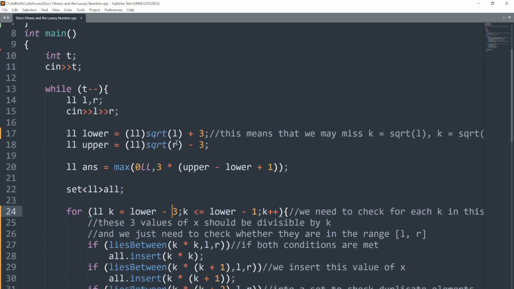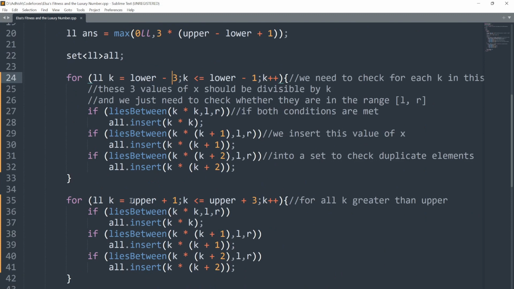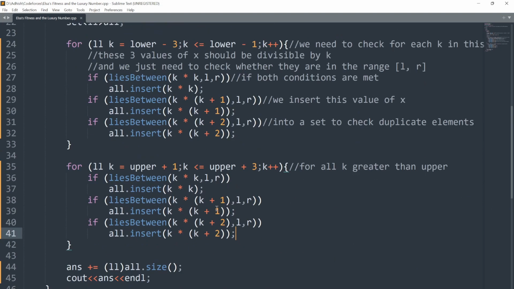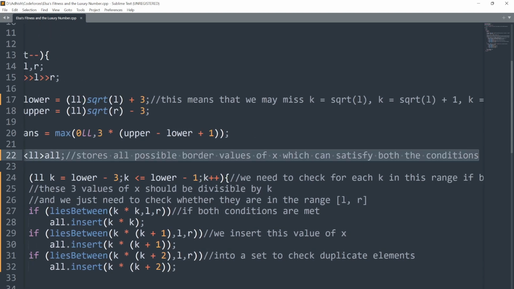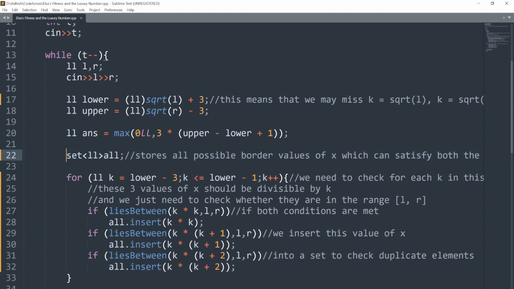So we know that if we are checking for each value of k in the border, we need to again ensure that both the conditions are met. k square should lie between L and R, or k into k plus 1 should lie between L and R, or k into k plus 2 should lie between L and R. And each time we encounter a particular value of x which lies between L and R, we insert that into all. So all stores all possible border values of x which can satisfy both the conditions that x lies between L and R and x is divisible by its square root.